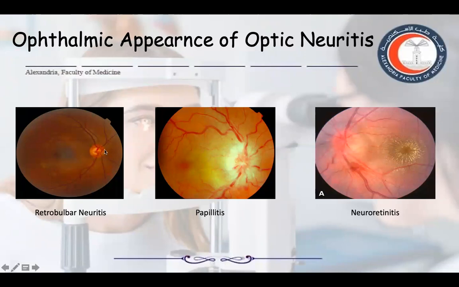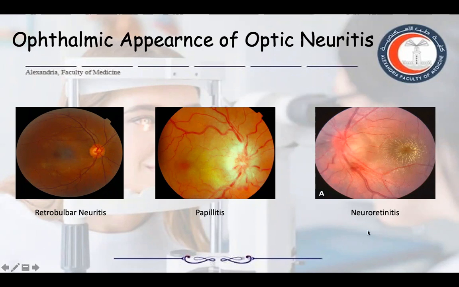the optic nerve head or the optic disc looks healthy, normal. Or we can have papillitis, in which, as we see here, the optic disc is swollen, edematous, sometimes with splinter hemorrhages and so on. And we can have what's called neuroretinitis, neuro related to the optic disc, which will be edematous and swollen, and retinitis related to the retinal affection, particularly the macula, with a very characteristic appearance called macular star. And this is very characteristic of neuroretinitis.